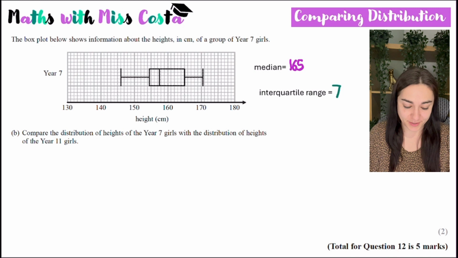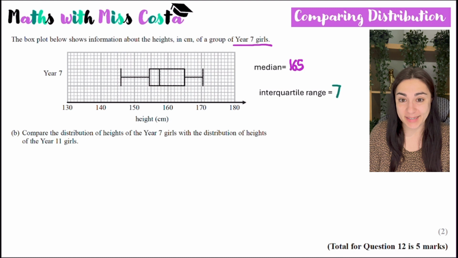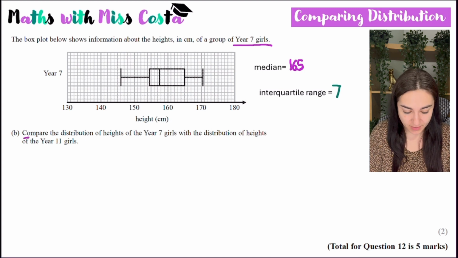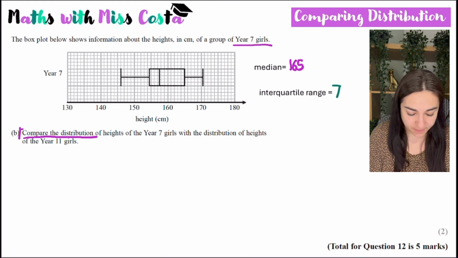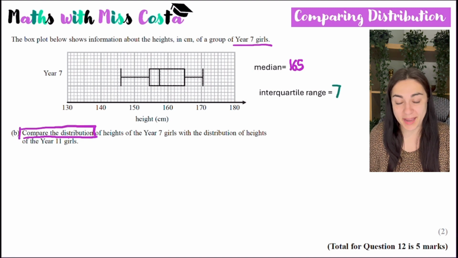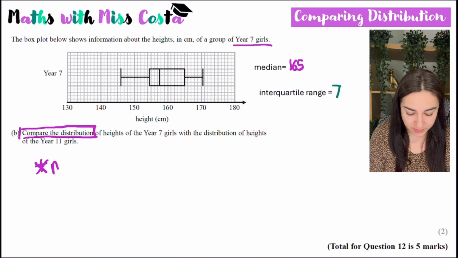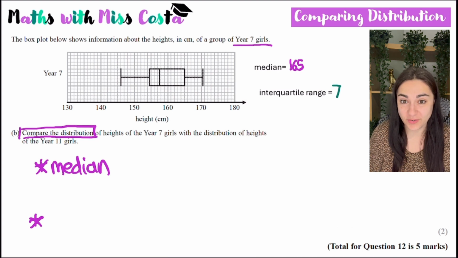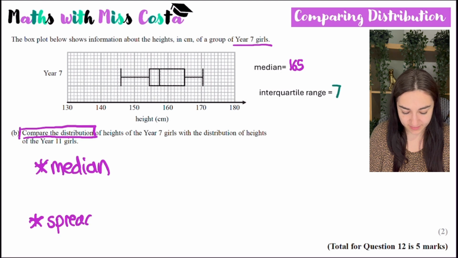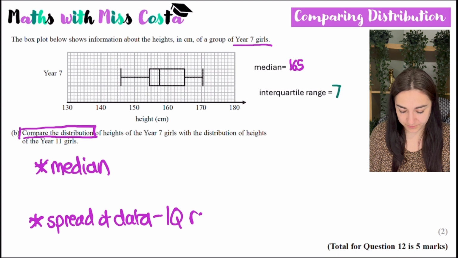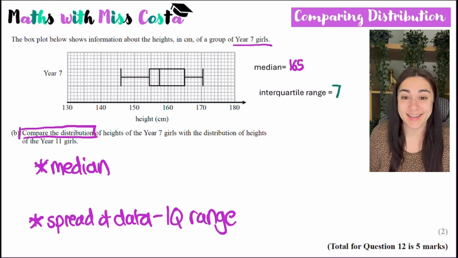Okay, so in this question, I've been given another box plot that shows the information of a group of Year 7 girls, and I need to compare the distribution of heights of Year 7 girls with the distribution of heights of Year 11. Now, these questions come up so often, and whenever you're comparing the distribution, you always want to compare the median and then also compare either the range or the interquartile range, because that is the spread of data. So I'll go with the interquartile range. And then we want to put it in context.